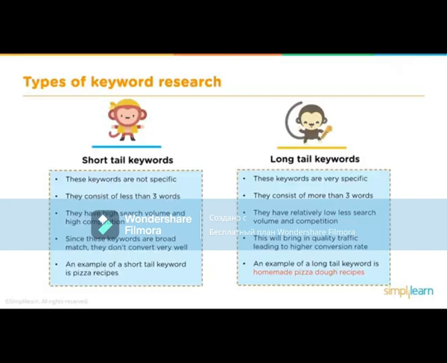So it's a little bit more specific in nature, longer tail. These keywords are used for targeted pages, including blog posts. If you're writing a blog post specifically about pizza recipes with homemade dough, then this is the keyword you likely would want to use versus just pizza recipes.